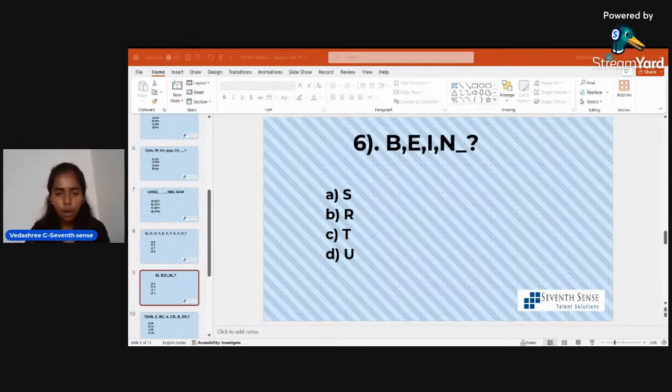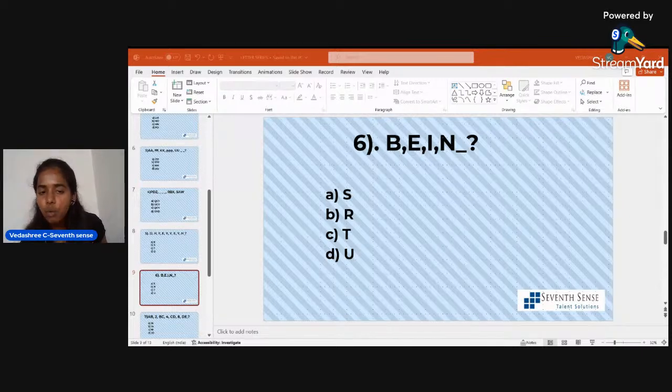So I'll explain the logic here. First, if we add 3 for B, B plus 3 is nothing but C, D and E. The third letter is E. So this is the second letter in the series. So next we'll add 4. E plus 4 is E, F, G, H and I. The fourth letter is I. So next we'll add 5.